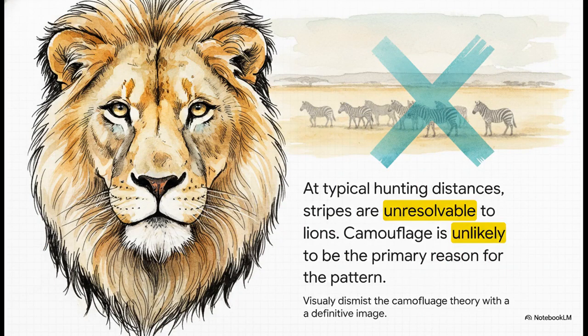And that right there is the key. By the time a lion is close enough to actually see the stripes clearly, it's way too late. It already knows lunch is on the menu. At the distances where predators are actually scanning the horizon for a meal, the stripes don't help the zebra hide at all. So we can pretty much put a big red X through the camouflage theory. It's just not the main reason.